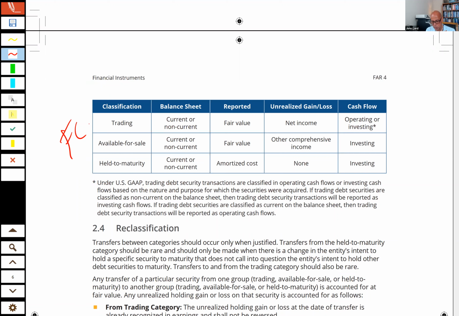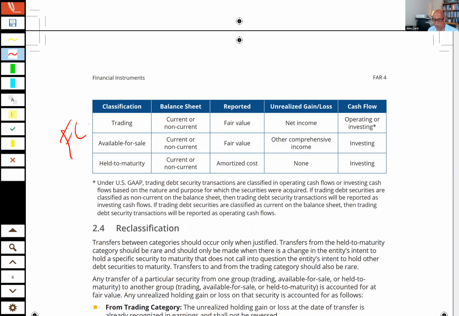You have the category on the balance sheet, current or non-current, although trading is generally current, right? Available for sale and held to maturity can be current or non-current. For available for sale, it depends on the intent of the company. For held to maturity, it depends on the time to maturity, right? And for trading, unless there's some unusual circumstances articulated in the question, it would typically be current.